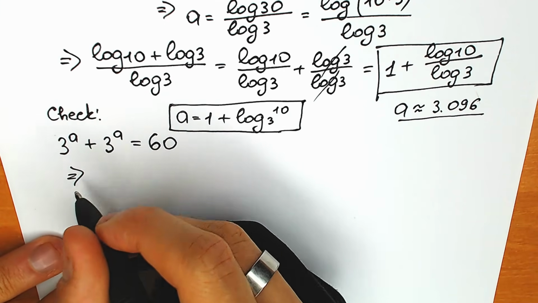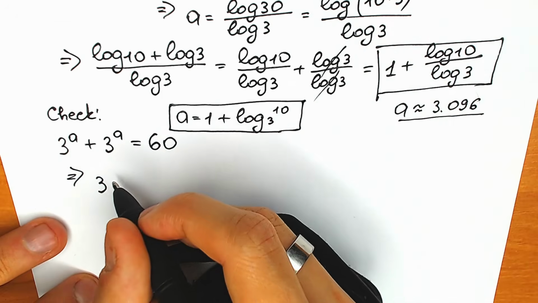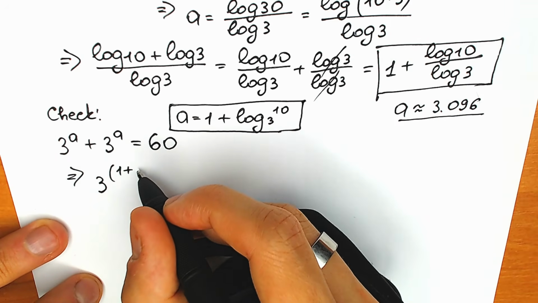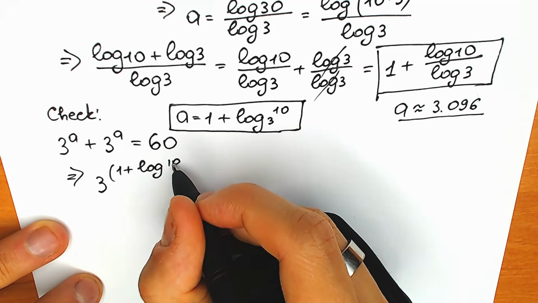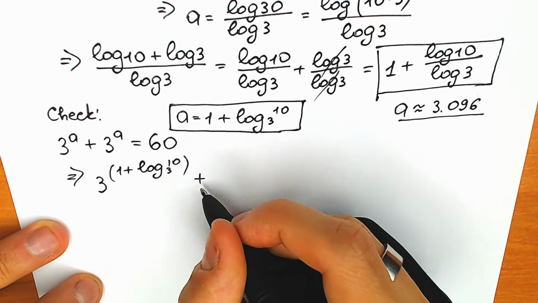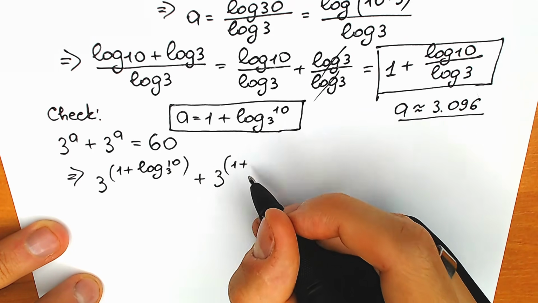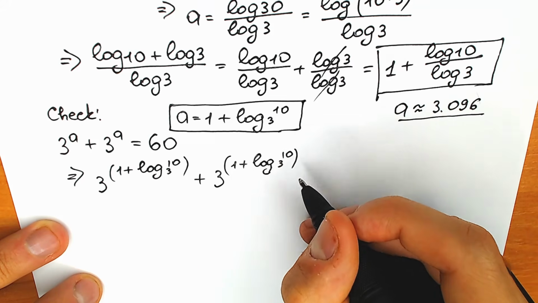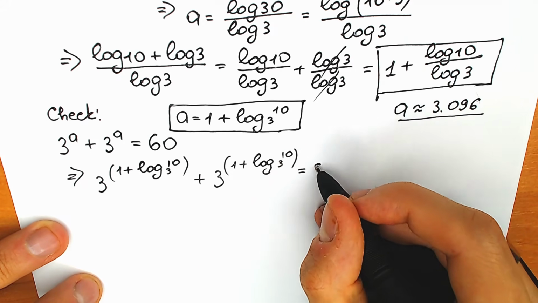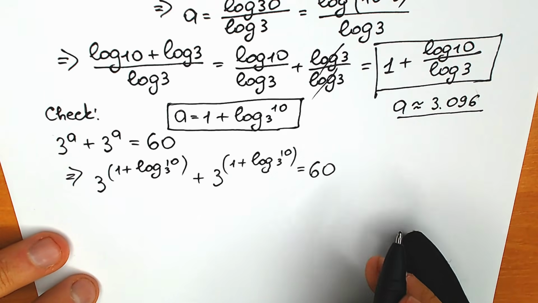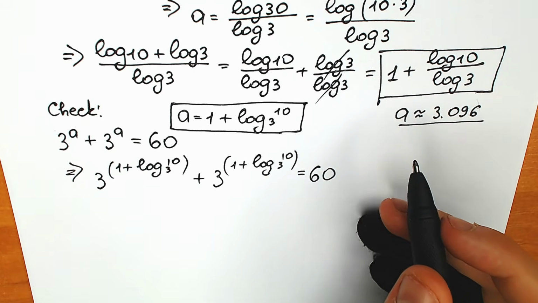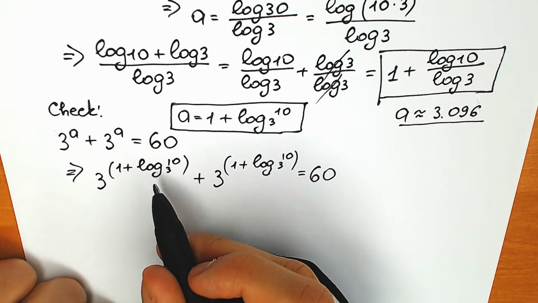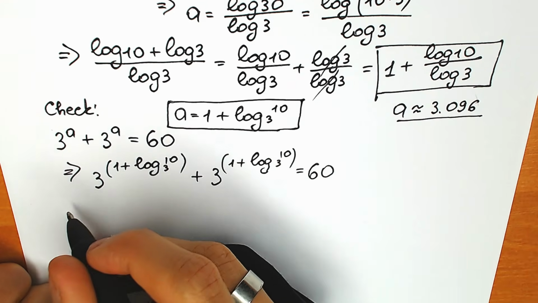Okay, so let's start with it. So we have 3 to the power a equal to this expression. So 1 plus log 10 base of 3 plus 3 to the power 1 plus log 10 base of 3, and we're gonna equal to 60. Right now, let's simplify this. And a lot of students might be asking, Mr., this is like a complicated expression. We have a log, we have power, but let's see what will happen.